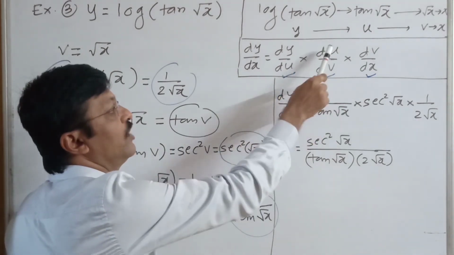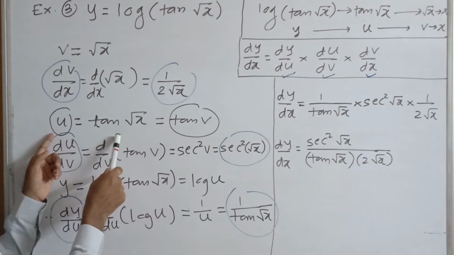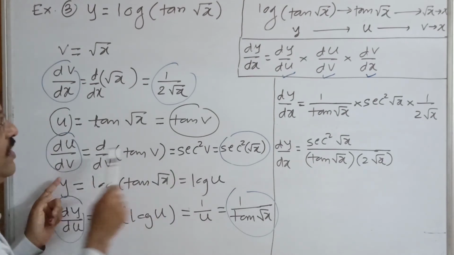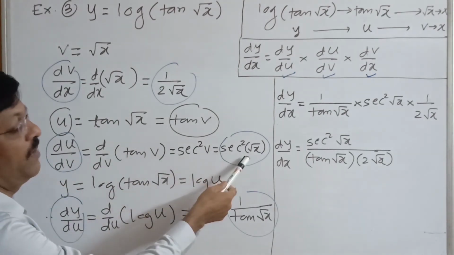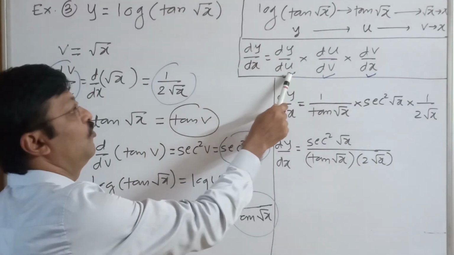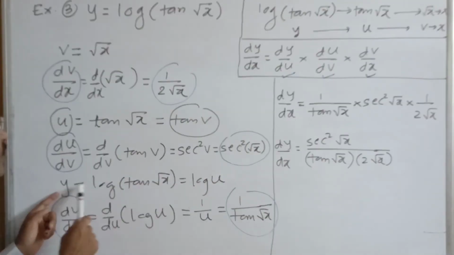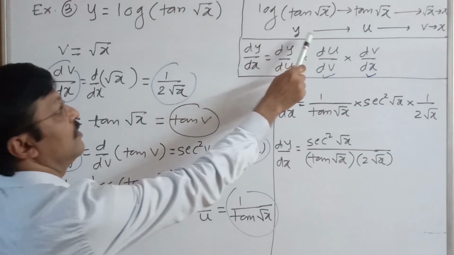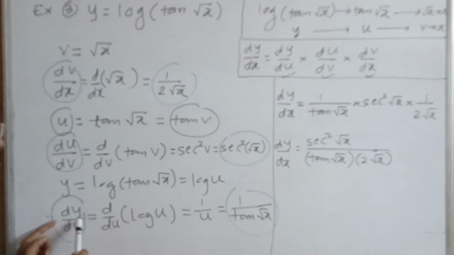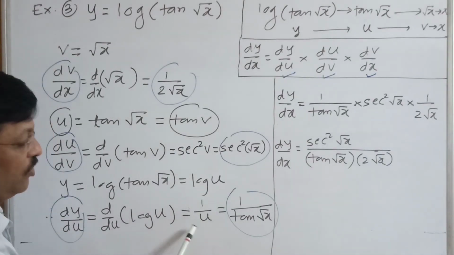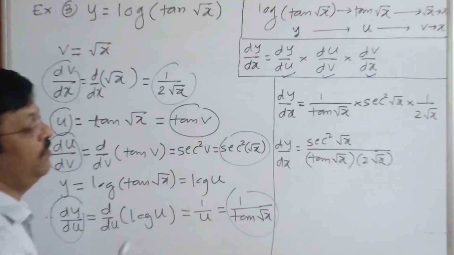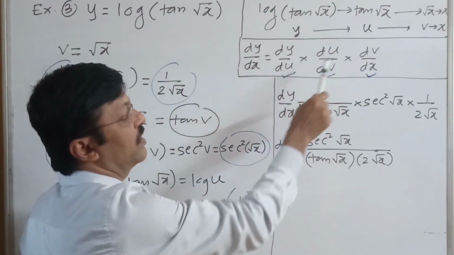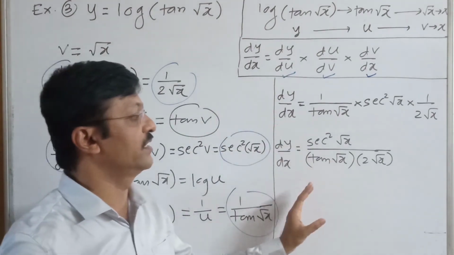Then you have to get du by dv. For that you have to take u in terms of v, and then differentiate it with respect to v to get du by dv, initially in terms of v, and then we have to come back in terms of x. Then we have to get dy by du. For that you have to express y in terms of u. Originally y is log of tan of root x, which is written in terms of u as log of u. Then we can differentiate it with respect to u and get dy by du as 1 upon u, but then we have to write it in terms of x as 1 upon tan root x. And then after finding these three, we can put them in the chain rule's formula. This is the rough work. You can imagine this and then finish it like this.